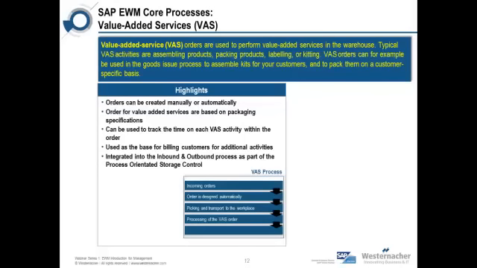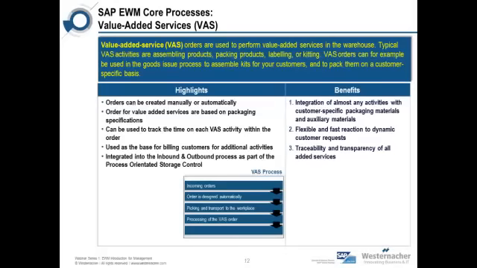Orders for value-added services are based on packaging specifications, and they can be used to track the time on each VAS activity within the order. They are used as a basis for billing customers for additional activities, and are fully integrated into the inbound and outbound process as part of the process-orientated storage control. Benefits of value-added services include the integration of almost any activities with customer-specific packaging and auxiliary materials, a flexible and fast reaction to dynamic customer requests, and full traceability and transparency of all value-added services.